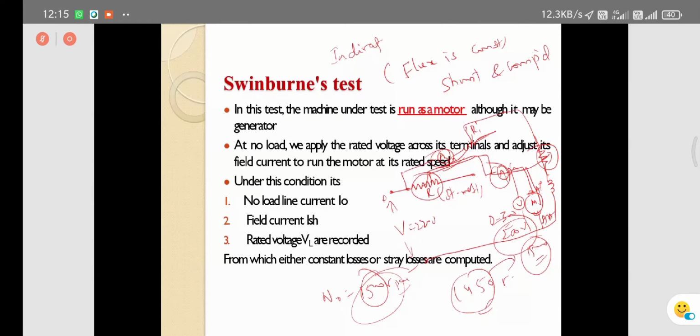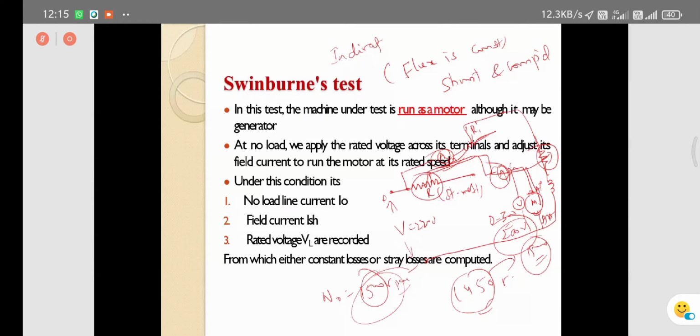So in order to find out the armature current in a generator, you have to find out this. In case of a generator, it is IL plus ISH. But in case of a motor, what happens here? In case of a motor, it is IL minus ISH. So the IL is nothing but this, and ISH is this one.